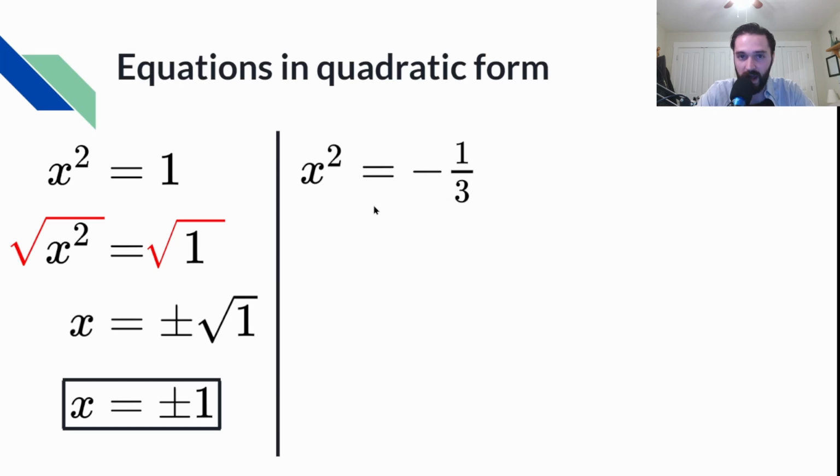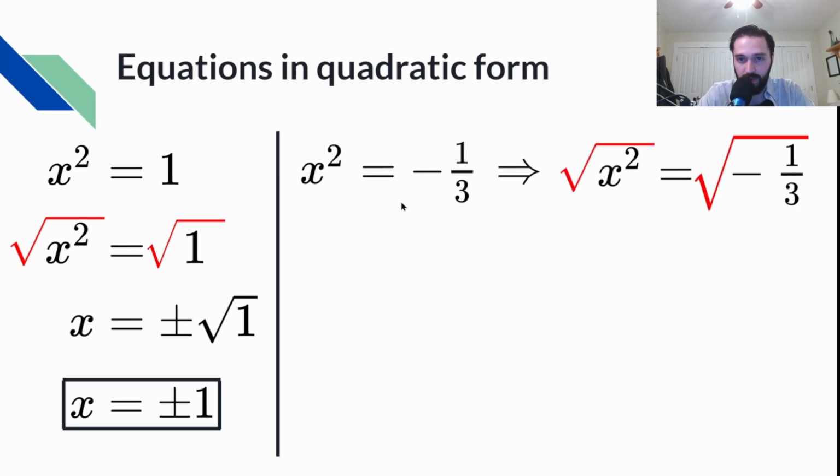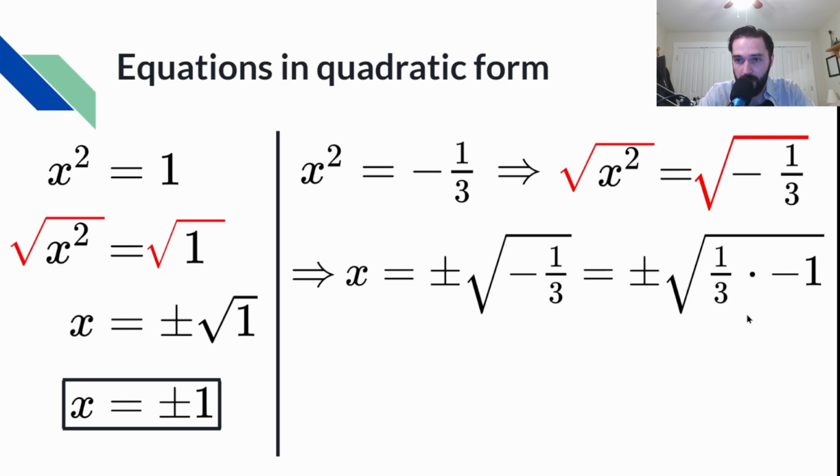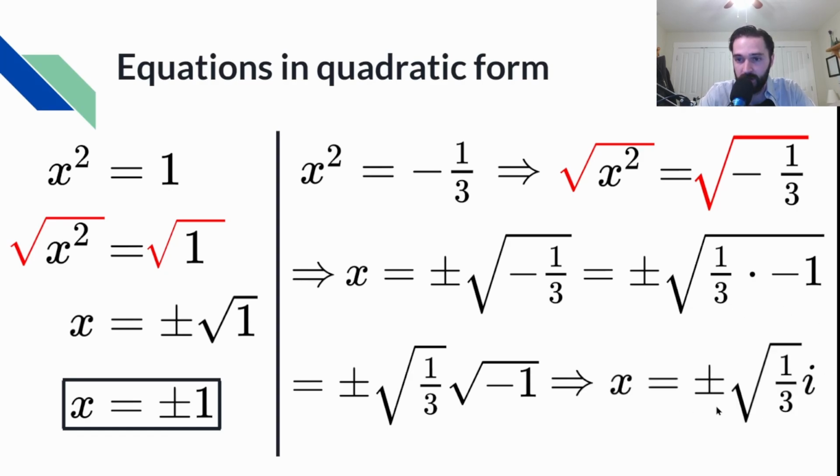Let's look at this equation on the right. I have x squared equals negative 1/3. I'm going to take the square root of both sides. On the left, that gives me x, and on the right-hand side, that gives me plus or minus root negative 1/3. Under this radical, let's rewrite this as 1/3 times negative 1, and then split that into two different radicals. We have the square root of minus 1 here, which is defined to be i. So our solutions here are complex.